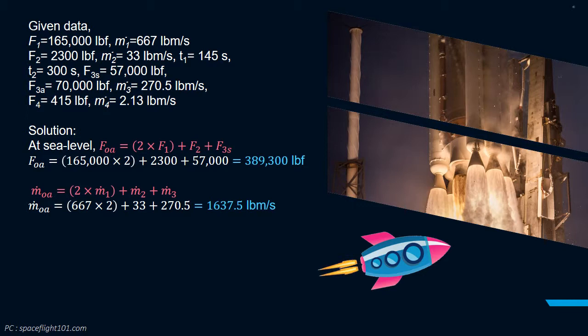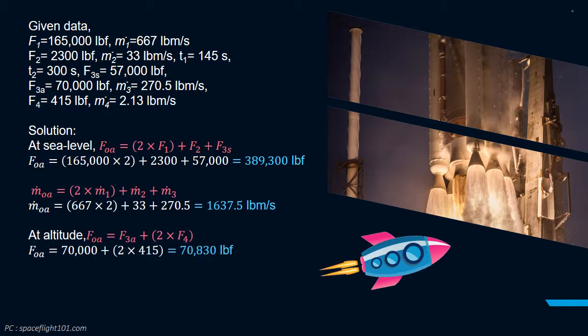Similarly for overall mass flow rate at sea level. Mass flow rate of 2 boosters m dot 1, propellant flow by turbine exhaust gas which is m dot 2, and propellant flow at sea level of sustainer engine m dot 3 can be included. Then we can write m dot suffix OA is equal to 2 into m dot 1 plus m dot 2 plus m dot 3. Now substitute the appropriate values and solve. We have the overall mass flow rate at sea level is 1637.5 pound-mass per second.